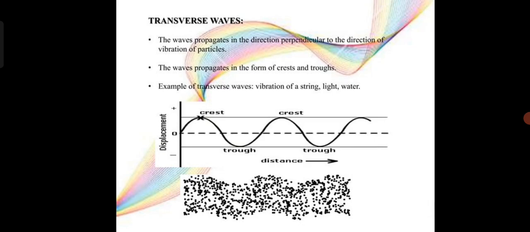In transverse waves, the waves propagate in the direction perpendicular to the direction of vibration of particles. The waves propagate in the form of crest and trough, whereas the crest is the upper part and the trough is the bottom part. Examples of transverse waves are vibrating string, light, and water. Basically, we come across a figure as shown in which we are taking the x-axis as distance and the y-axis as displacement, and the upper part is known as crest and the bottom part is known as trough.